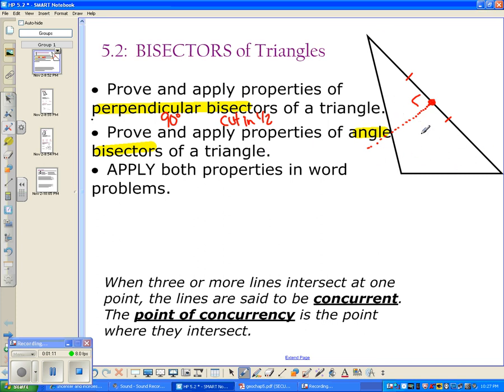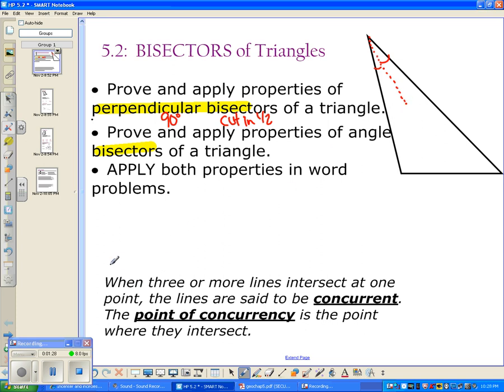Angle bisector, you're not talking about lines, you're talking about angles. So with an angle bisector, you take one angle in a triangle and cut it into 2 congruent pieces. Those are my tick marks to show that those 2 are congruent to each other. Something special is going to happen with those.